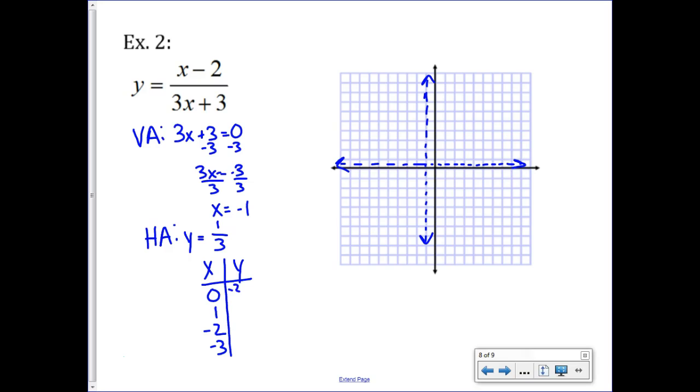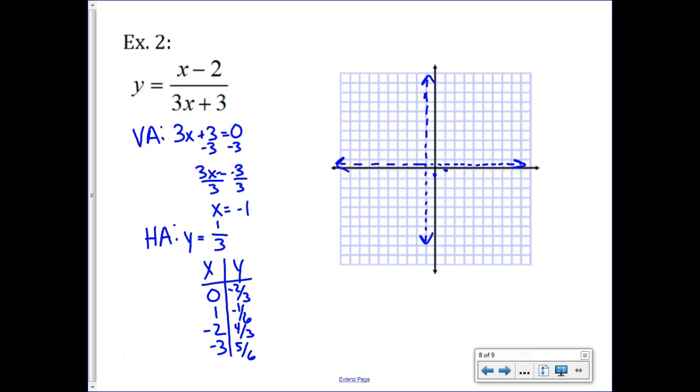So I get negative 2/3 with 0. I get negative 1/6 with 1. I get 4/3 or 1 and 1/3 with negative 2. And I get 5/6 on negative 3. So 0, negative 2/3, and then 1, negative 1/6.